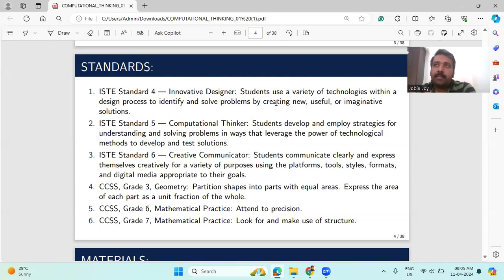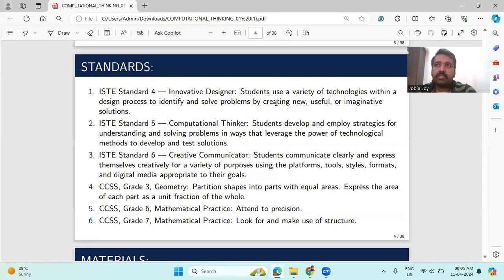Computational thinker means they will apply the concept of computational thinking by breaking down their problem into smaller manageable parts, and the preparation of the step-by-step instructions so that a computer can easily execute.